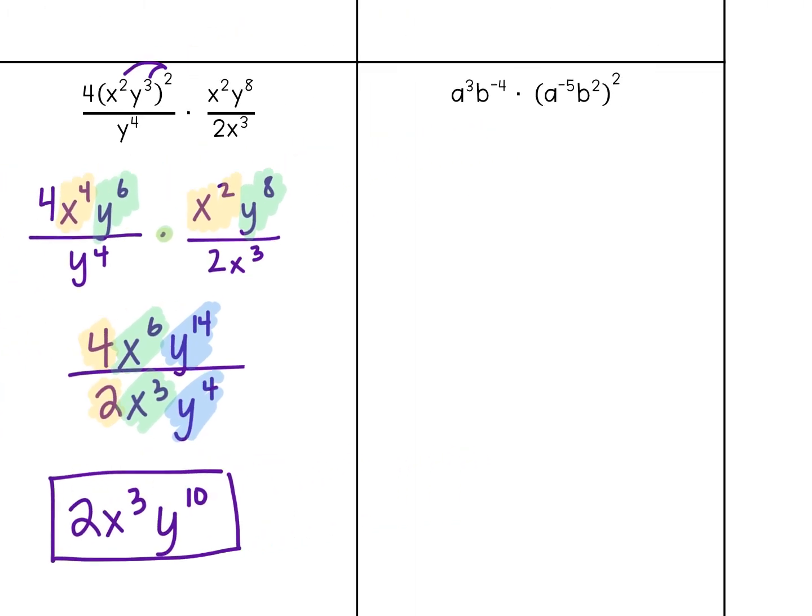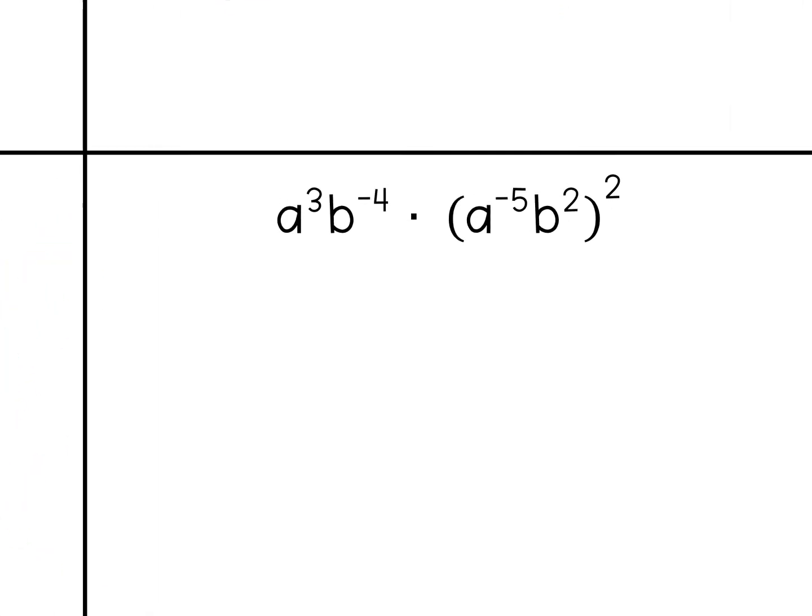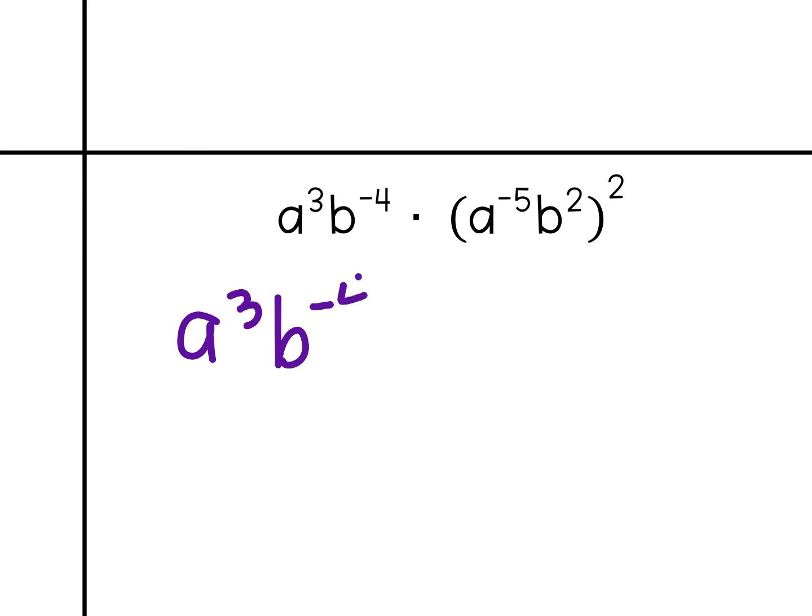Okay, and then last example right next to it. So when we do order of operations, this exponent always gets to be distributed first. That's the first thing that we have to do. So right now, I'm going to start by just rewriting the first one. But on the second one, I'm going to distribute that 2. So it would become a to the negative 10, because negative 5 times 2, and b to the 4th.